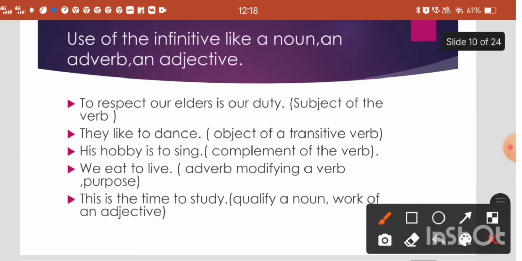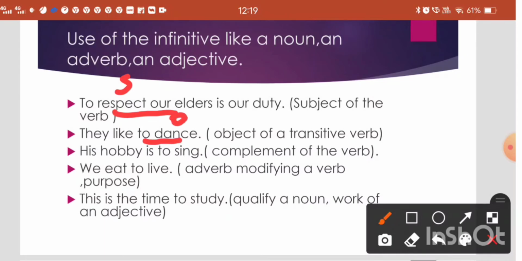Use of the infinitive like a noun, an adverb, or an adjective. To respect our elders is our duty. So, to respect our elders is the subject of the verb. A subject may be a noun, so it is working here as a noun. They like to dance. To dance is the object of the verb like. So it may be a noun. It is working as a noun here.